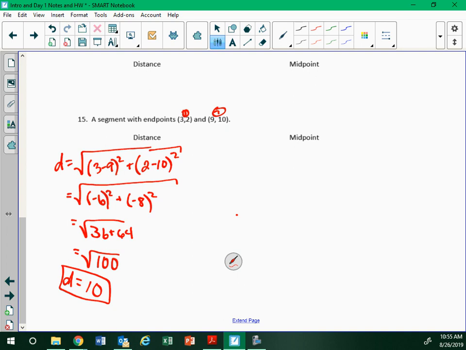Okay, our midpoint formula. Are there any questions on the distance formula? Our midpoint formula. Again, this is going to give me an xy value. We really have 2 equations in one. It's x1 plus x2 divided by 2, y1 plus y2 divided by 2. So it's an equation for our x, an equation for our y. So here we're just adding our x's. It's the average. So 3 plus 9 divided by 2. That's my x value. And then my y value, 2 plus 10 divided by 2. So we get 12 divided by 2.